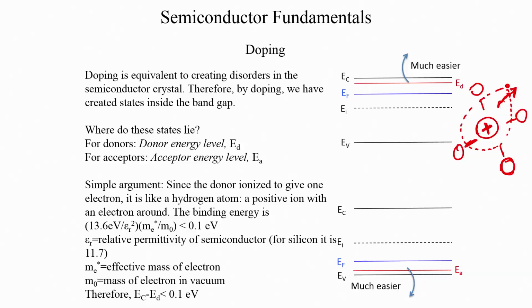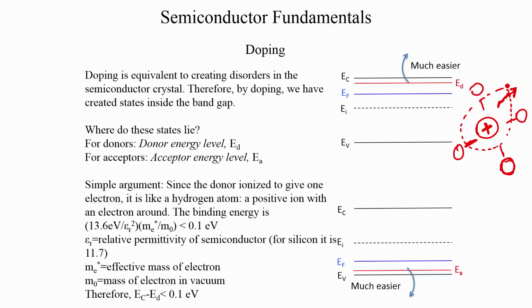So by comparing it to a hydrogen atom, it gives you a good estimate of the ballpark number for that energy. That is what we are trying to do. We are trying to estimate the energy needed for me to take the electron away from the donor and push it into the conduction band. And by calculating that energy, we can actually calculate the energy level created by the impurity.